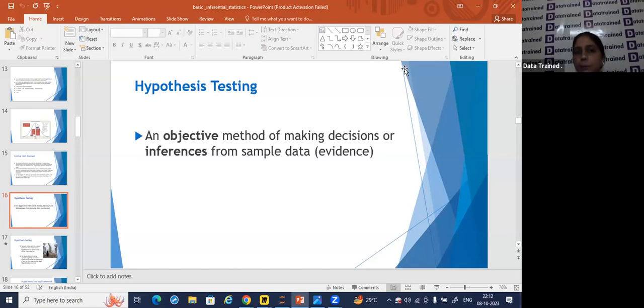Here, you are not going to do any hypothesis testing, but when we read statistics, there is a concept of hypothesis testing and one needs to understand it. It is where we need to prove a particular statement with the help of evidence. So that is basically hypothesis testing. Hypothesis testing is an objective method of making decisions or inferences from sample data, evidence. It means whenever I want to prove my statement, I need evidence, and evidence is based on my collected data.